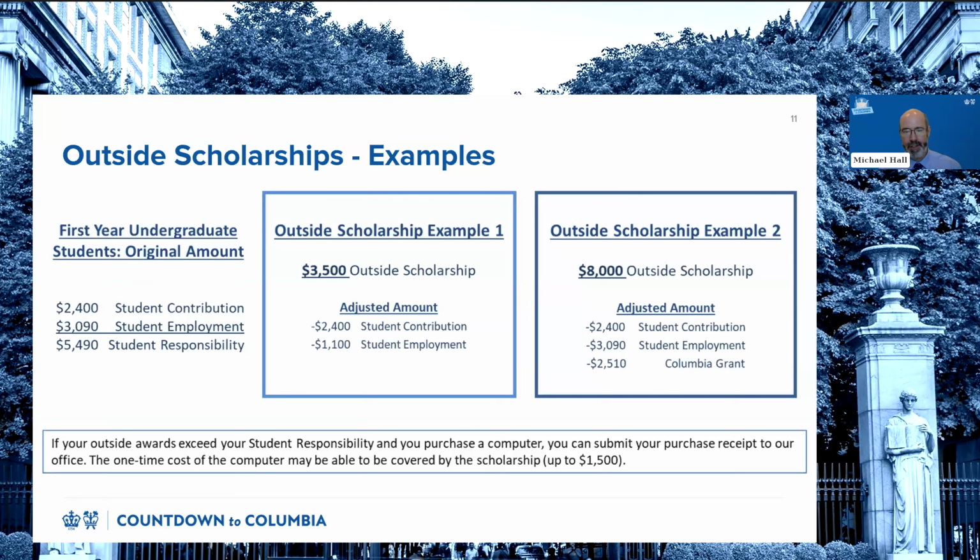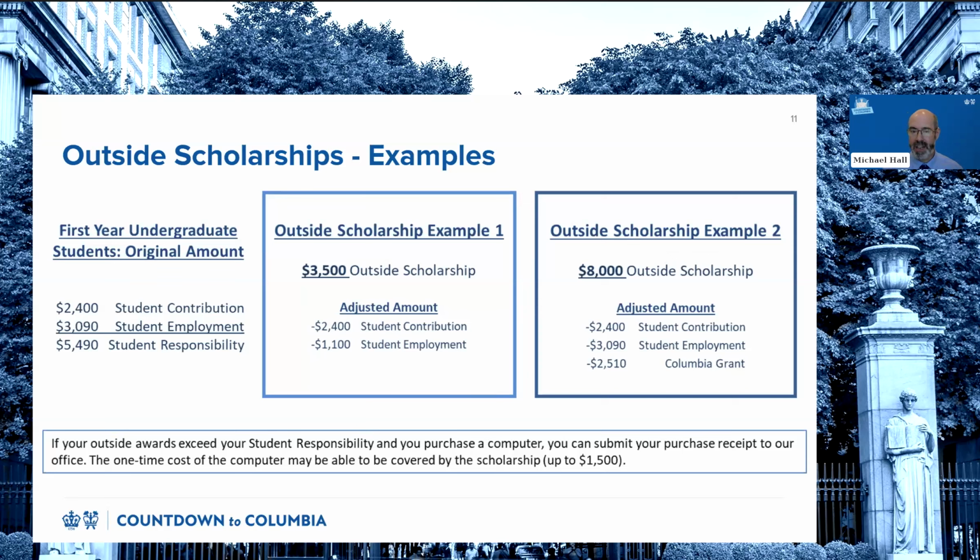Because we're allowing the $1,500 to be accounted for against the computer. So there are some examples. If you're concerned about this or have questions about this, certainly you can reach out to our office about your particular situation, and we can help you understand the policy implications as well as your options.